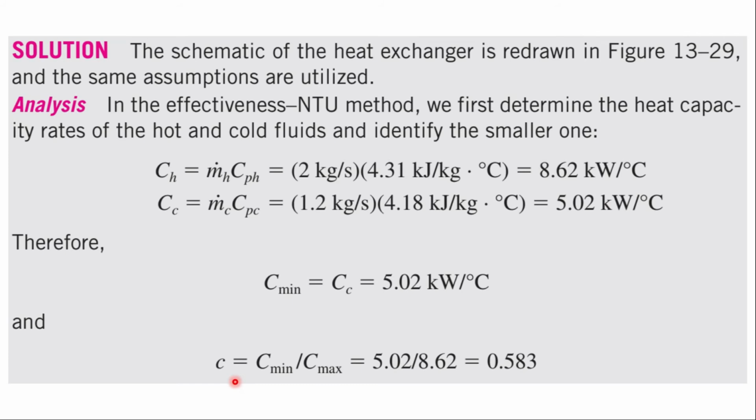The second thing is we have to determine the capacity ratio. What is the capacity ratio? I have already explained in the previous slide that it is the ratio of C min and C max. After putting the values of C min, which is 5.02, and C max, which is 8.62, we will have the capacity ratio, which is 0.583.